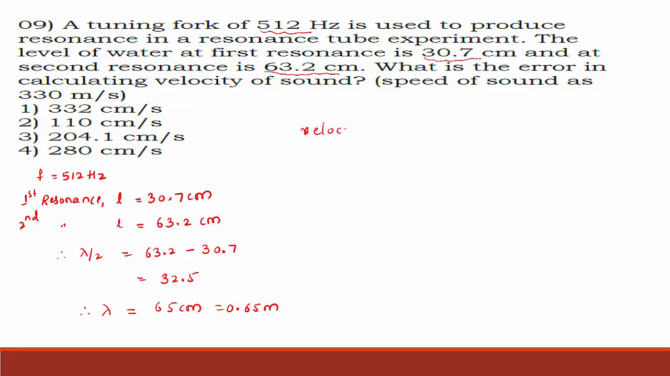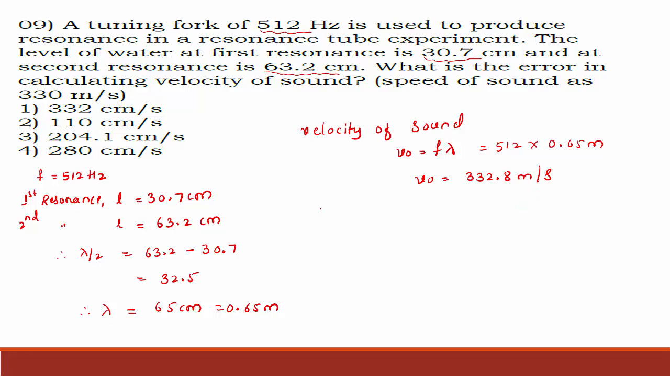Velocity of the sound, let us take it as V naught. V naught is equal to, we have the formula f lambda. Here f is already given. Multiply the value of f and lambda, that is 512 hertz into 0.65 meter, that gives V naught equal to 332.8 meter per second. Now, what is the error in calculating velocity of sound?